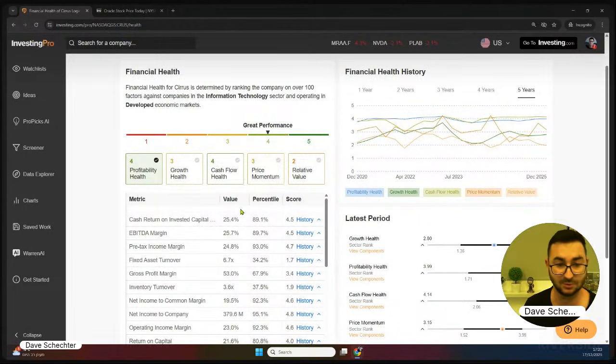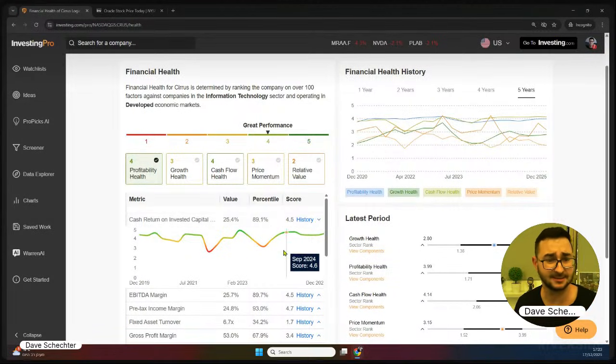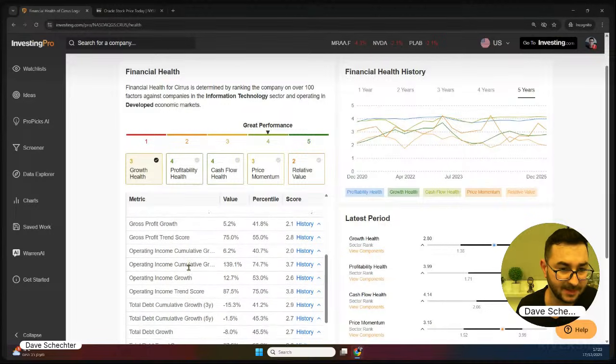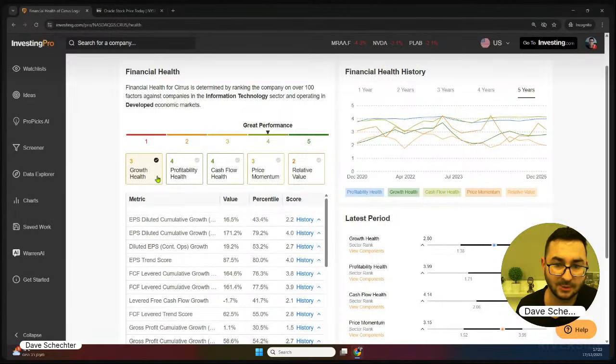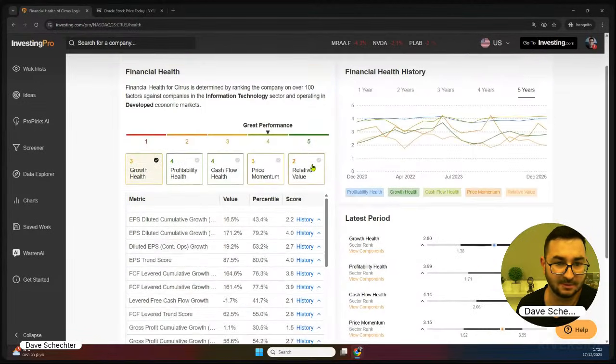We then give you the actual value itself. We give you how it's ranked in a percentile in relation to its sector and peers. And of course, the history over the last 5-6 years. So you can get a sense of how Cirrus Logic has performed over the last couple of years for this particular metric of cash return on invested capital. And we can see how this grade has changed over time. If we want to do the same thing for growth health, we can also do the same thing. You can take a look at all the metrics that we're using in order to assess the growth health of Cirrus Logic. And of course, I have charts of the health over time.